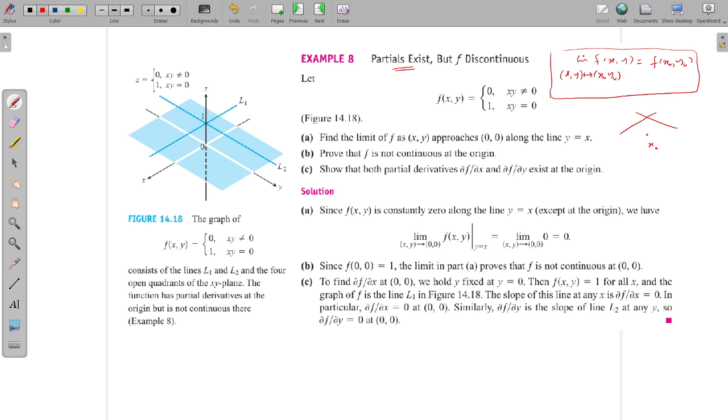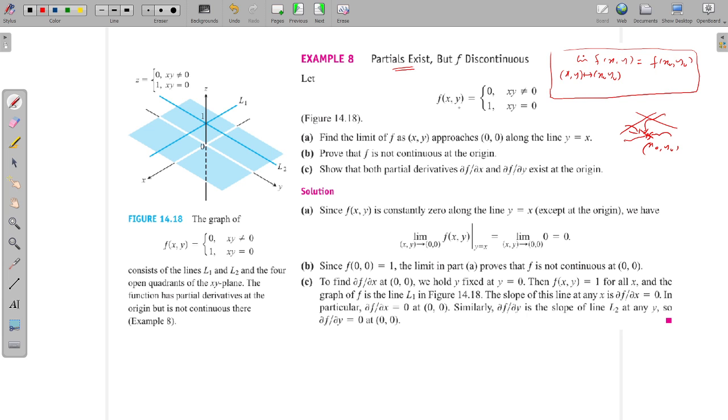When you consider the point (x naught, y naught) here, there are so many paths to approach it. If at all these paths f of x, y tends to f of x naught, y naught, we can say that f is continuous at (x naught, y naught).